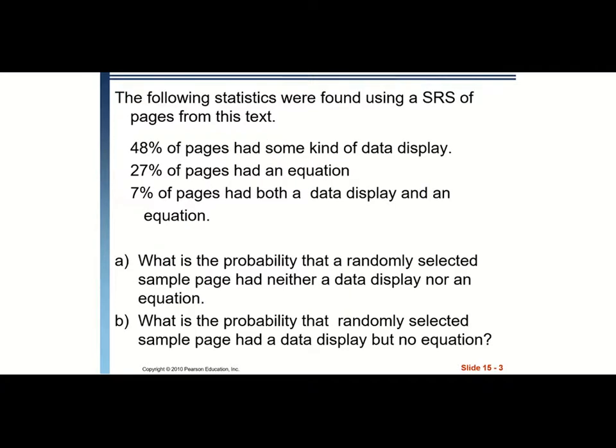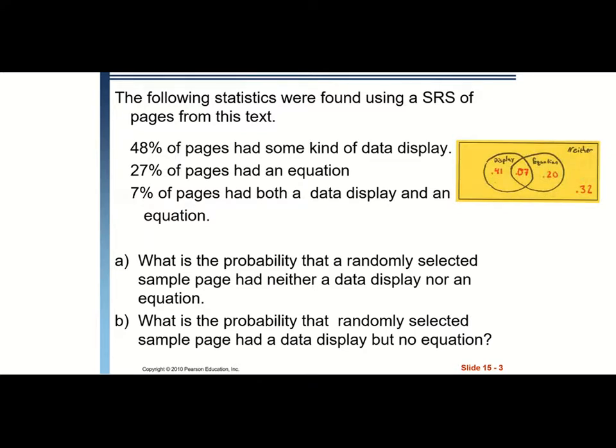In this example question, we're going to be randomly selecting a page from the book. Based on a representative sample, we have the following statistics. 48% of pages have a display, 27% of pages have an equation, 7% of pages have both. So when we're presented with information like this, we want to go back to one of the core tenets from Unit 1, which is to make a picture of our data.